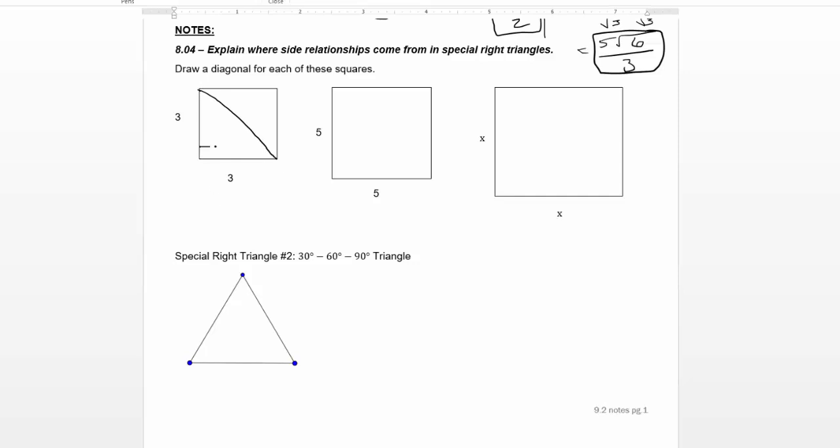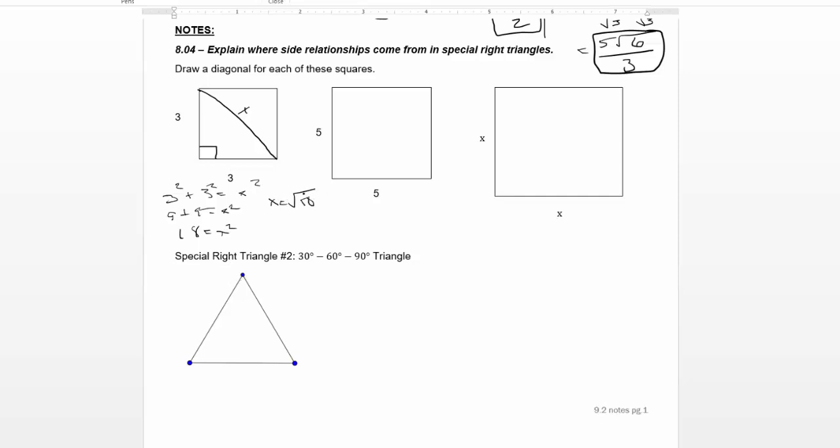And since it's a square, I know this is a right angle. And I'd like to know what this hypotenuse is. I can use the Pythagorean theorem. That would be 3 squared plus 3 squared equals x squared. 9 plus 9 is x squared. 18 is x squared. That means that x is equal to square root of 18.